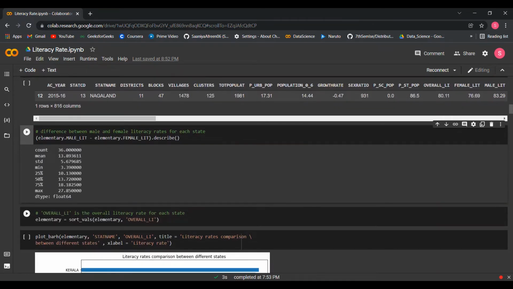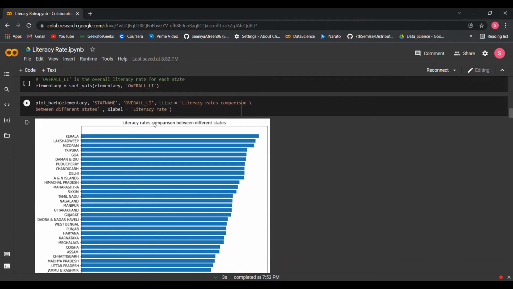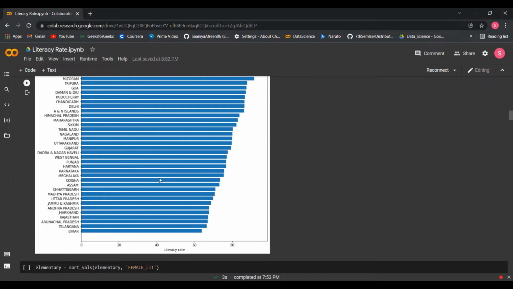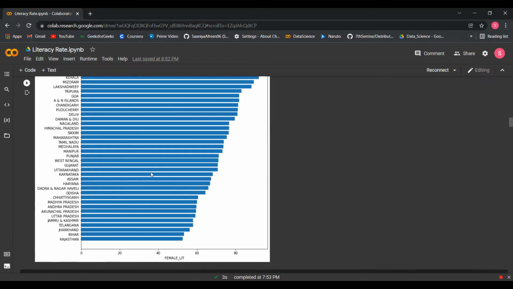Later on, we have tried to figure out the answers to the questions we stated in the beginning, that is, which states have the highest and lowest literacy rate. We will try to find out. This is the literacy rate comparison between different states. So we have figured out which had the lowest and highest literacy rate. Now we'll see the male and female literacy rate comparison over here.